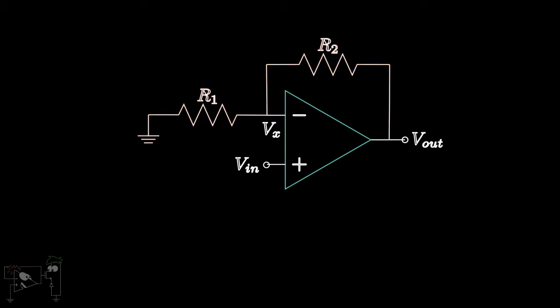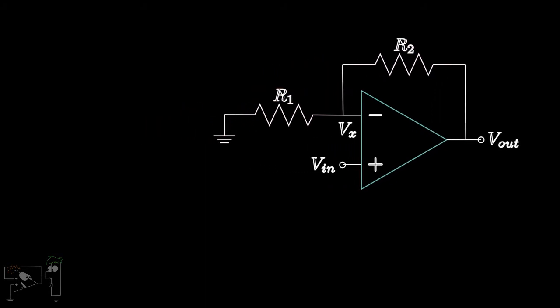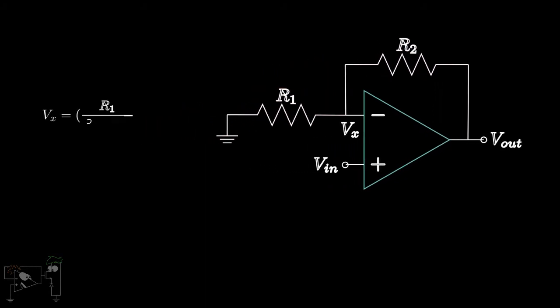That means a fraction of the output is fed back to the inverting input. By simple voltage division, the voltage at node Vx will be R1 upon R1 plus R2 into Vout. Since the op-amp is in negative feedback, the virtual short condition is valid. Hence, the voltage Vx at the inverting input is the same as the voltage Vin at the non-inverting input terminal.